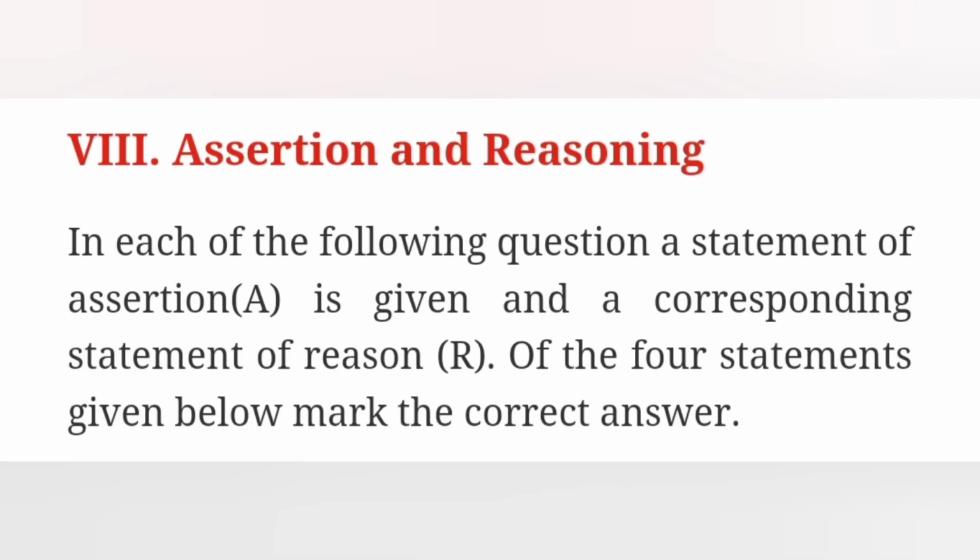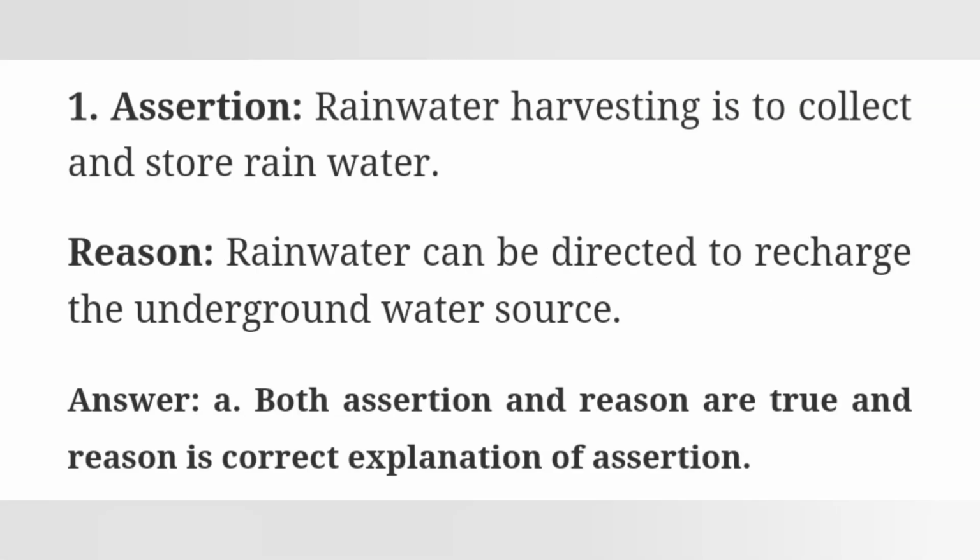Eighth Roman letter, assertion and reasoning. In each of the following questions, a statement of assertion is given and a corresponding statement of reason. Of the four statements given below, mark the correct answer. First one, assertion: rainwater harvesting is to collect and store rainwater. Reason: rainwater can be directed to recharge the underground water source. Answer: both assertion and reason are true and the reason is the correct explanation of assertion.